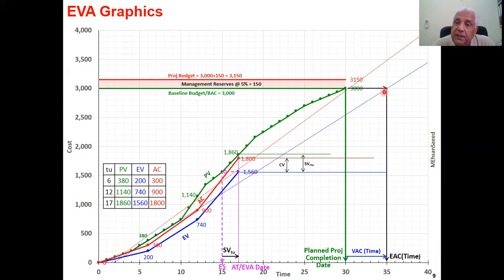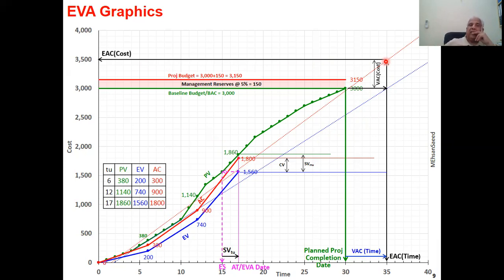And how is it shown graphically? From here, we hit the line vertically up, because this is the 3,000 point line, and we hit the cost line, look left, and this is our estimate at completion cost. And the difference between the two, budget at completion and estimate at completion, is the variance at completion at cost. So this is your estimated completion cost. This is your estimated completion time. This is your variance at completion cost. This is your variance at completion time.